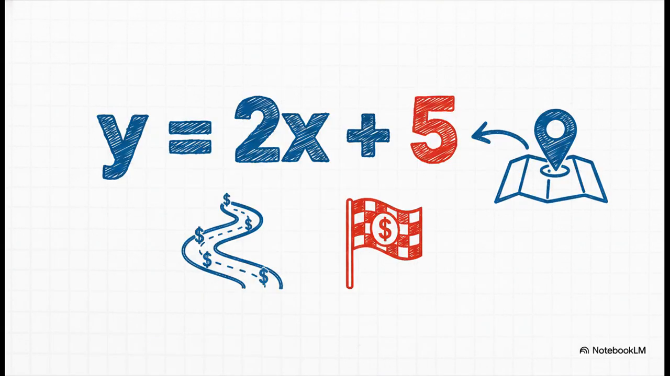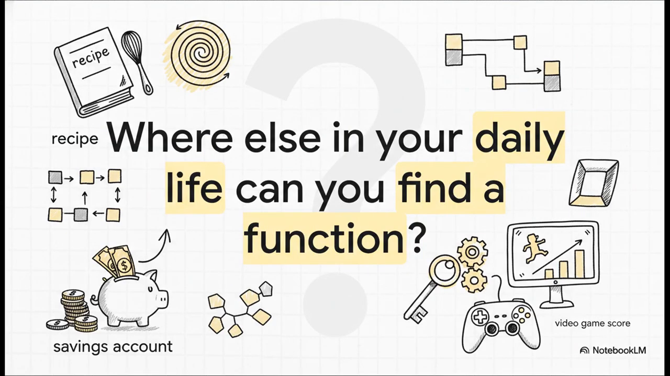And there it is. The total cost, y, is equal to the rate, which is $2 per mile, times the number of miles, x, plus that initial $5 fee. You just did it. You wrote a function that can predict the cost of any Uber ride with this pricing. That's fantastic.